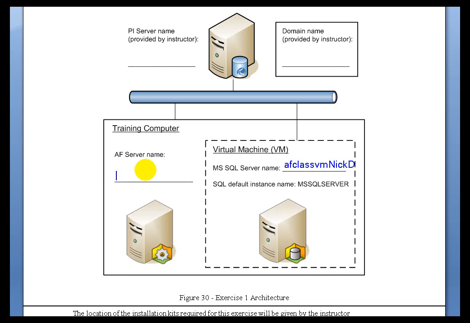Now that desktop machine in this instance is called NIC GX280. That's our desktop machine. That's the name we're going to need during the install for the AF server. We also have a Pi server involved in this. The Pi server name is actually, well, it's not a name at all. In this case, we're going to be pointing to the Pi server by IP address.